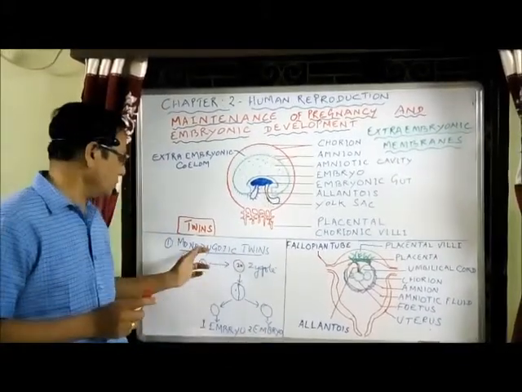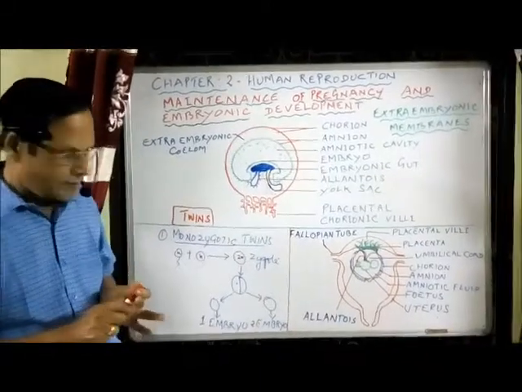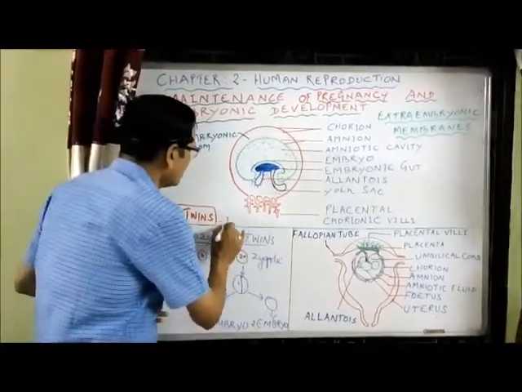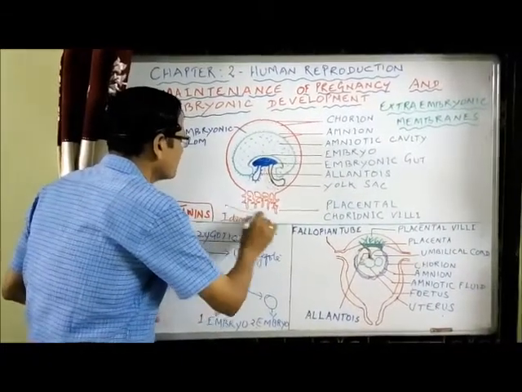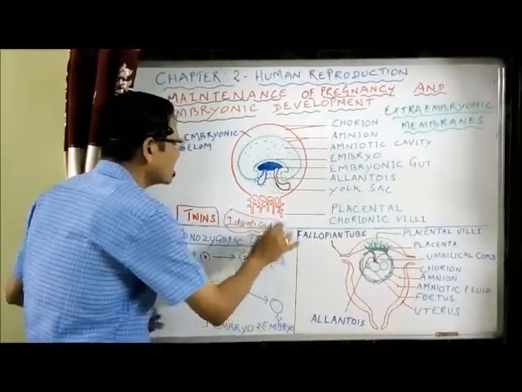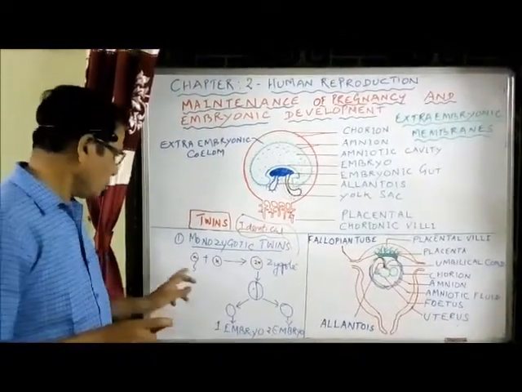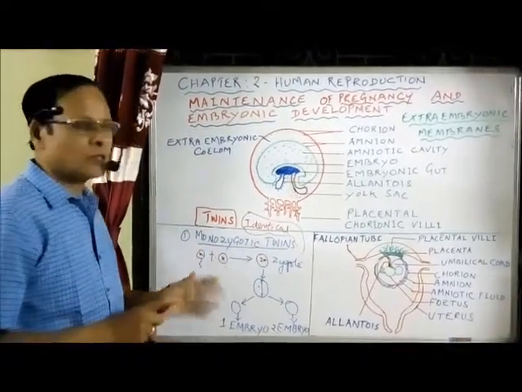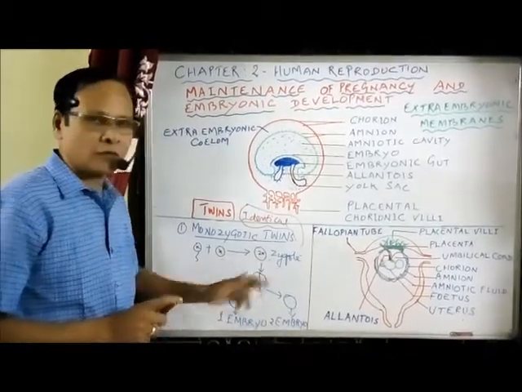Number one, monozygotic twins. These twins are also called identical twins. What's the meaning of that? Here only one egg and one sperm are involved. They fuse together to form a diploid zygote.